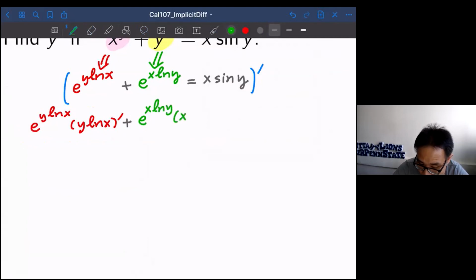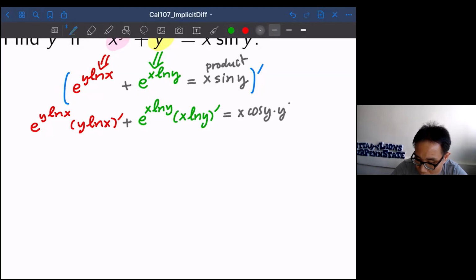And you have x log y prime. And on the right side, you see that it's going to be the derivative of x sine y. So you use the product rule. This guy is the product, so I'm going to use the product rule: the first times the derivative of the second, plus the second, which is sine y, times the derivative of the first, which is 1. Okay, so this one will be the product rule.